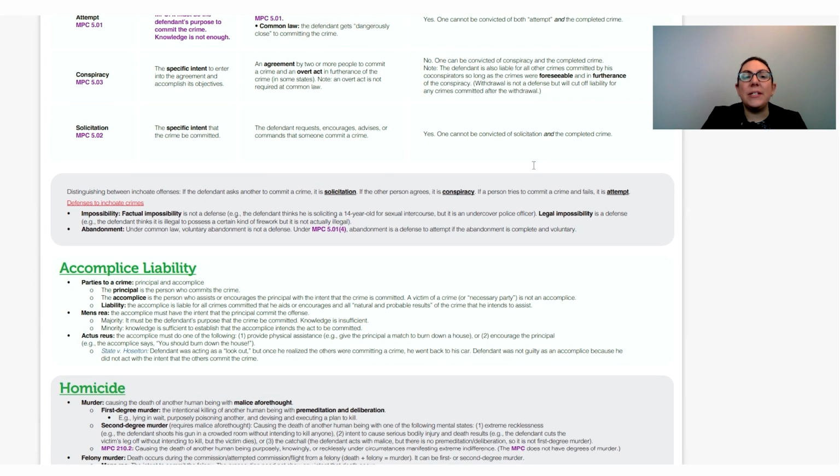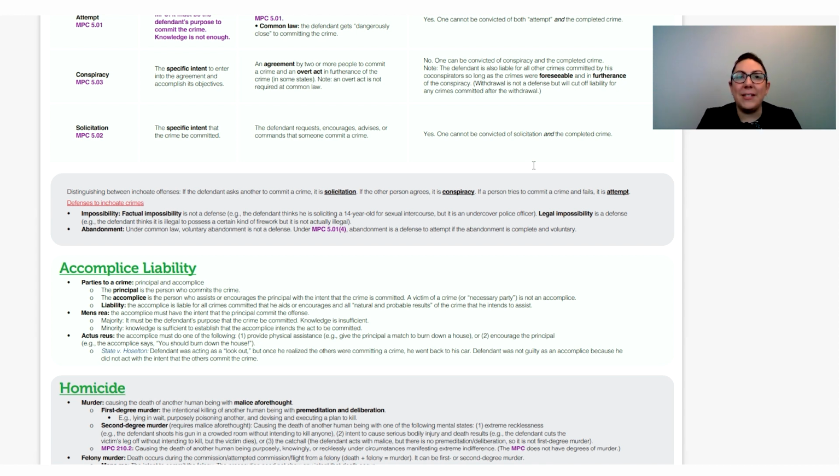In the next box, you'll see that the defenses to these inchoate offenses are limited. The two common defenses are impossibility and abandonment. Impossibility is not a great defense, though, so arguing that it's factually impossible to have completed the offense generally will not work. Legal impossibility typically is, so saying that the offense, had it been completed, is not a crime, will work as a defense.